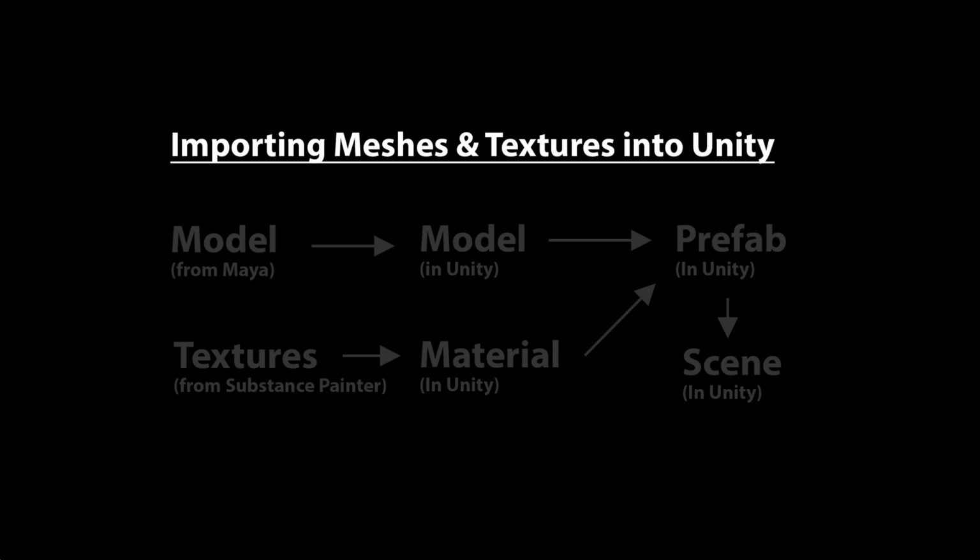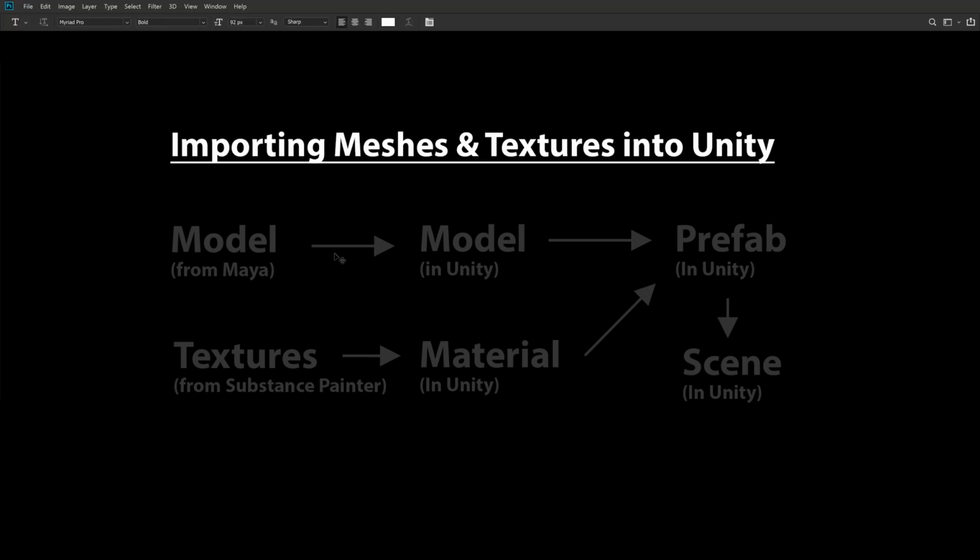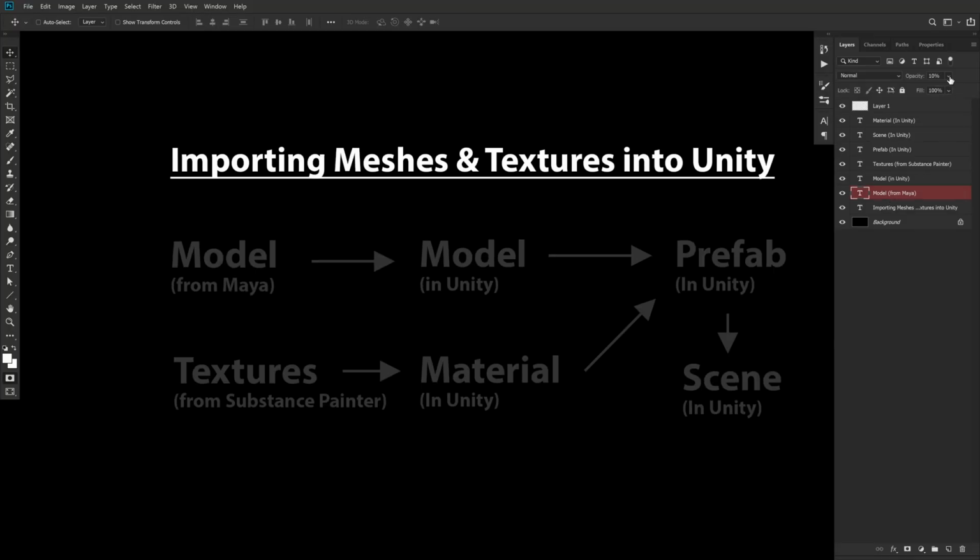So I'm going to show you in this tutorial how to take a model from Maya, textures from Substance Painter, bring them into Unity, set up the model, create a material, put it together in a prefab, and put it into a Unity scene. That's it. So it's a quick turnaround, Maya, Substance Painter, Unity, to get 3D art into the engine. Cool. So where we're going to start first is the model in Maya.